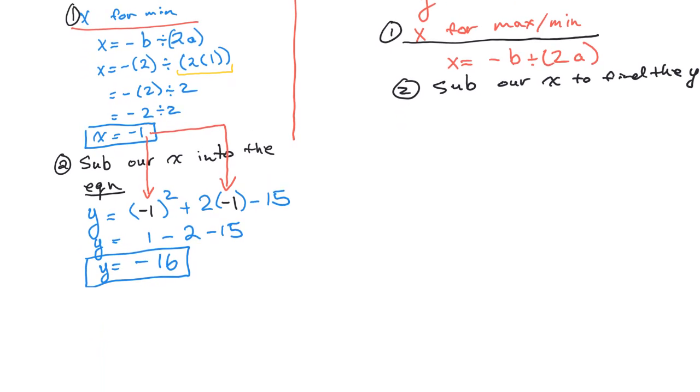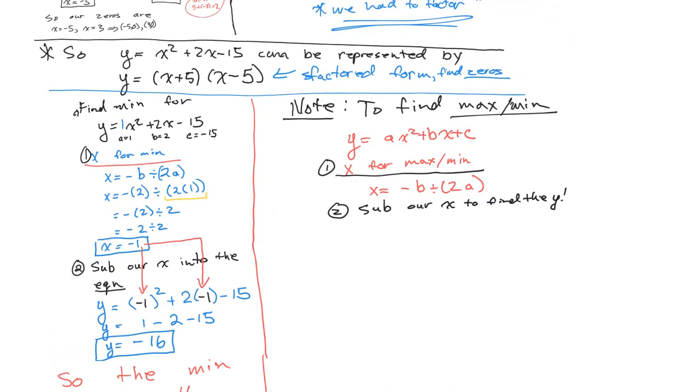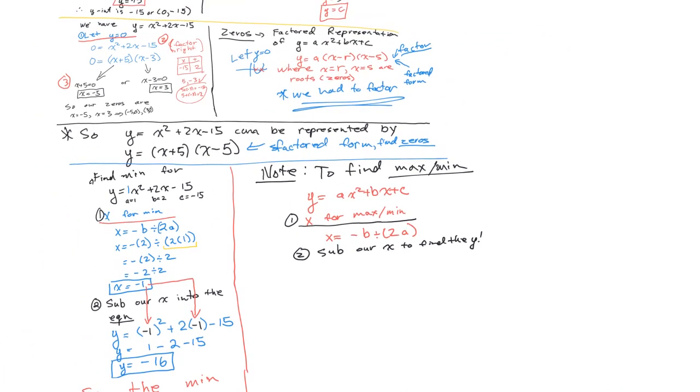So you now can say the following. So the minimum is y is equal to -16. So instead of graphing, if you don't have the ability to graph, this is what you can do to find your max, your mins, your roots, and your overall stuff.